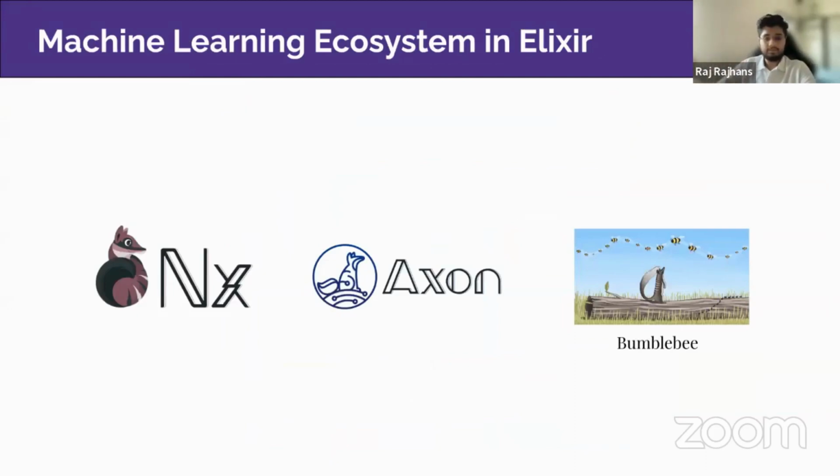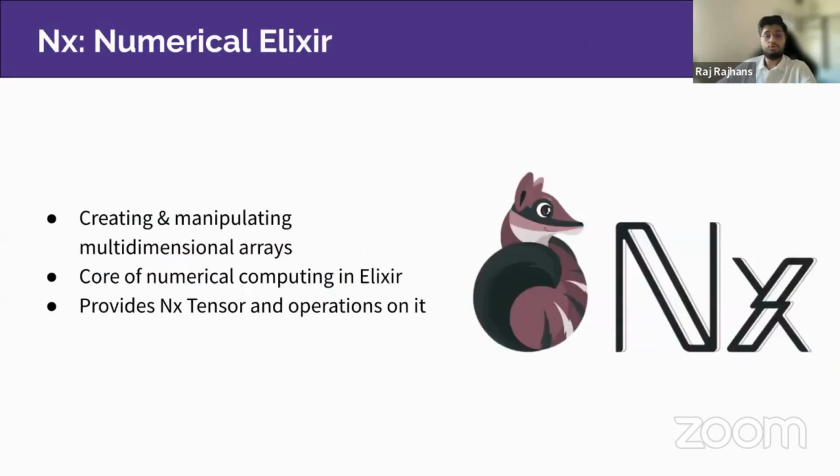There are three major libraries related to machine learning in Elixir: Nx, Axon, and Bumblebee. Of course, there are many more ML related libraries, but these are the major ones that you're most likely going to use. First off is Nx, Numerical Elixir. It's a library for creating and manipulating multi-dimensional arrays. It's intended to serve as the core of numerical computing and data science in the Elixir ecosystem.